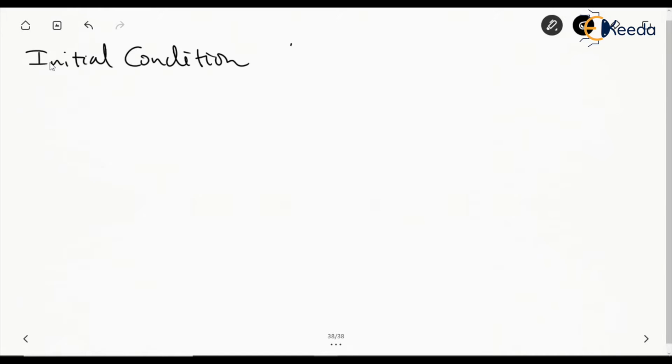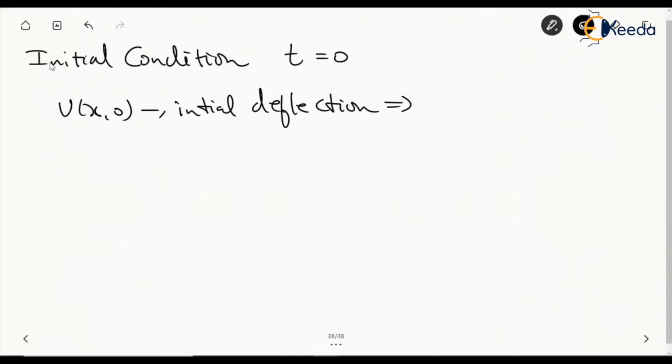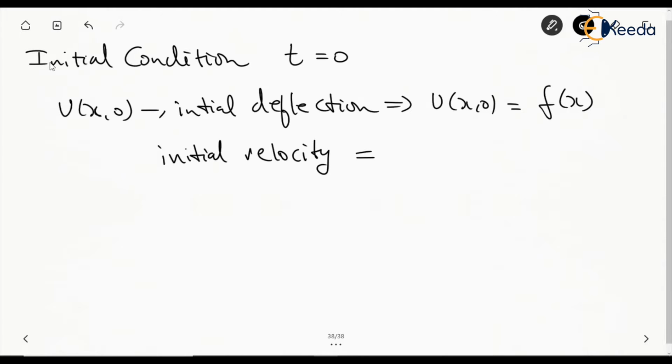So this initial condition means at t equal to 0. So at t equal to 0, we will have u(x,0), which is known as the initial deflection, which is given as u(x,0) equal to a function of x, and the initial velocity, which will be given as u_t(x,0), that is partial differentiation with respect to t, and let's say this is given by g of x, because we are putting t equal to 0.